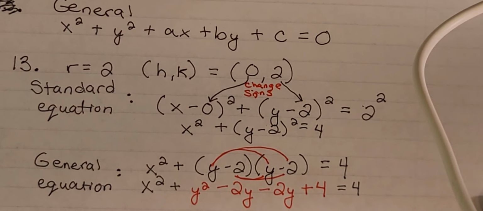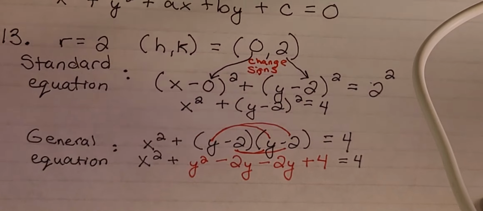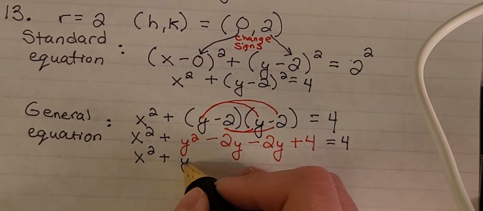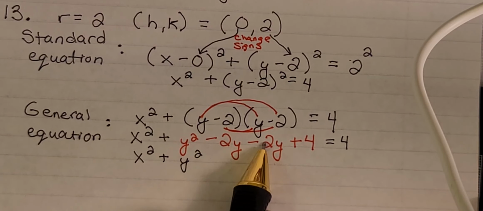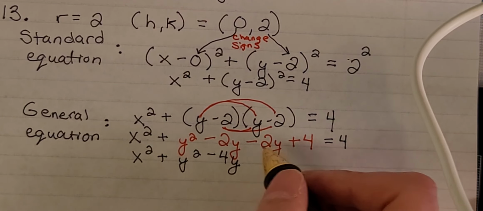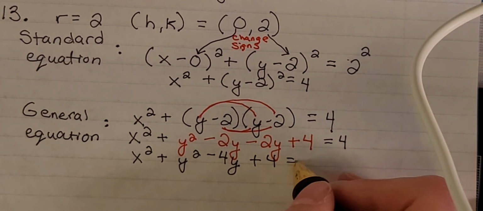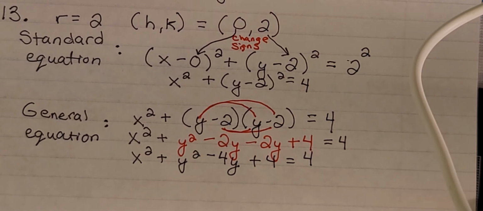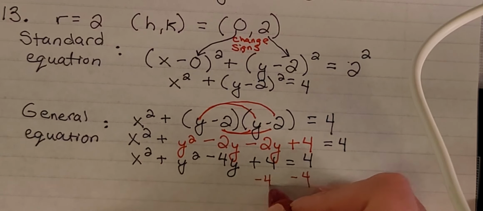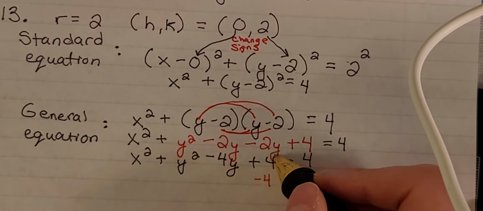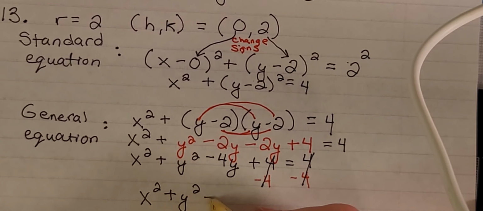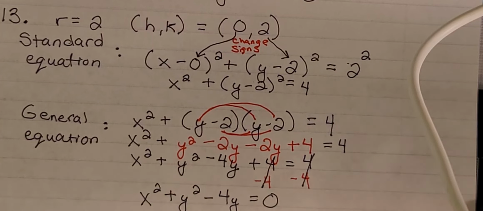Okay, so we need to combine like terms, and then we need to get everything on the left-hand side. So I have x squared plus y squared. Negative 2 plus the negative 2 is negative 4y. Plus 4 equals 4. Okay, now we need to move this 4 over to here, so we're going to subtract that 4. When we do that, this is going to cancel, and that will cancel. So we get x squared plus y squared minus 4y equals 0.